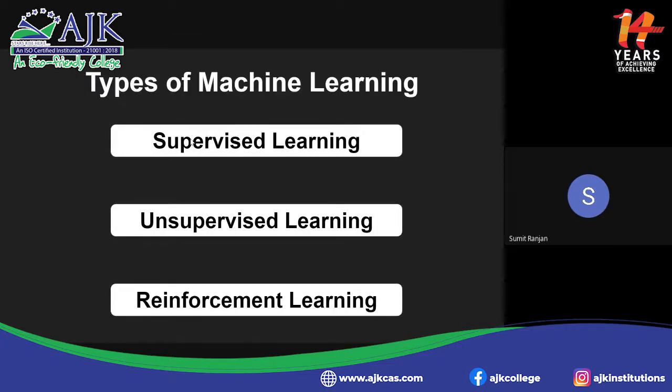So there are three types of machine learning. Okay. One is called supervised learning. Second one is unsupervised learning. Third is reinforcement learning. So supervised learning, what we do, by the name itself you can see, right? Supervised learning. So we already know about something and we want the machine to do that.